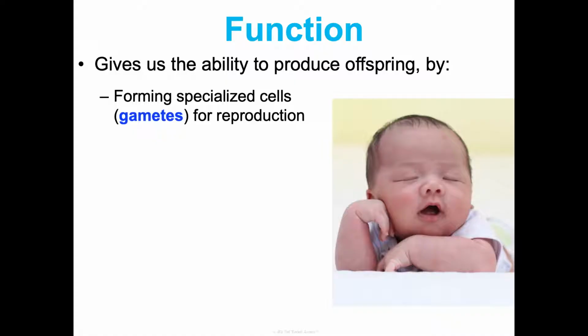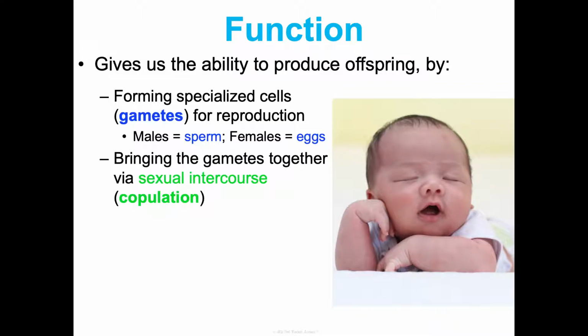And it does that by forming specialized cells for reproduction, which are known as gametes or sex cells. That term should be very familiar from Biology 1, where you should have covered that in detail. In males, the male gametes are sperm and the female gametes are eggs. Hopefully, you remember that as well. A fun fact about gametes is that a human egg is about 30 times larger than a male sperm, which is kind of crazy.